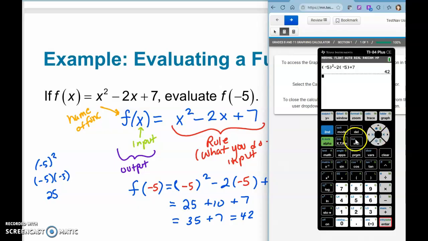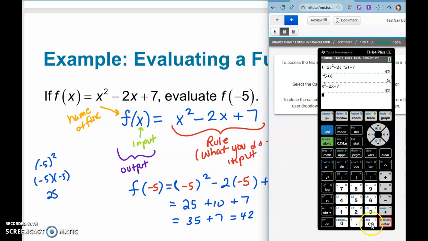Now, another way you can do this problem in the calculator is to take whatever your input is and hit the store button. Store it as x. Then type out the rule, x squared minus 2x plus 7. Now the calculator will take the number you store as x and put it in for x here, and you'll get 42. So our ordered pair was -5, 42. And that's useful, because sometimes you'll have a whole list of these.